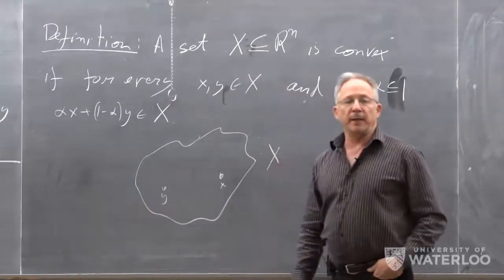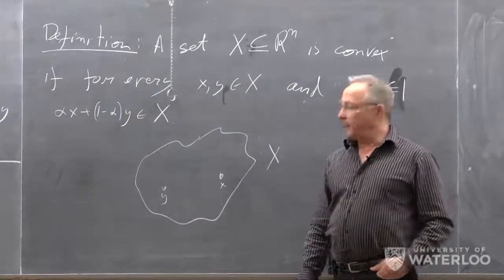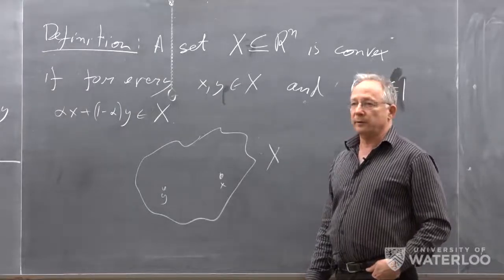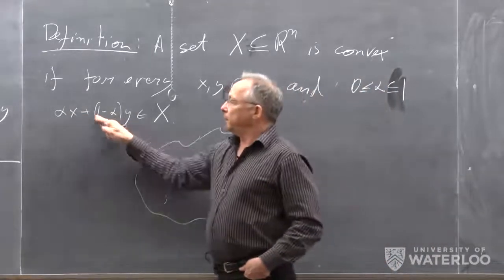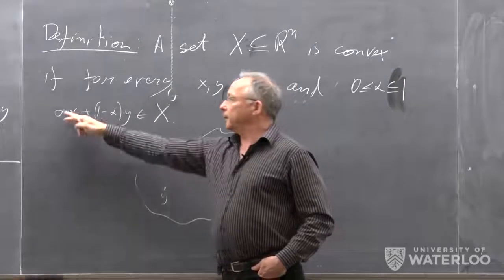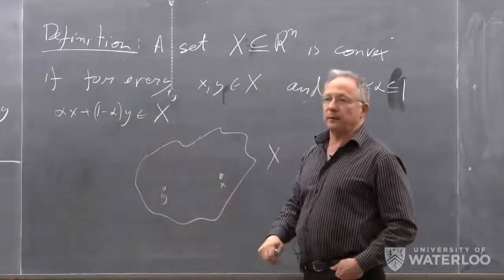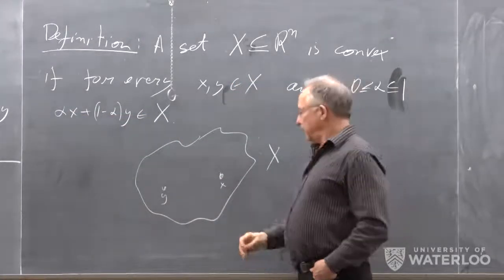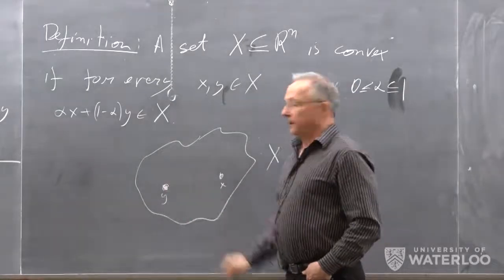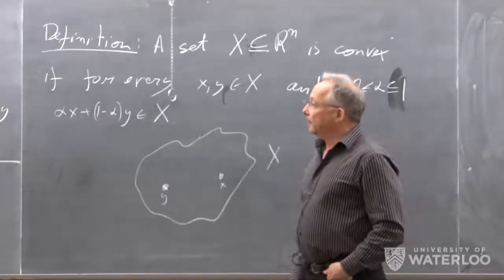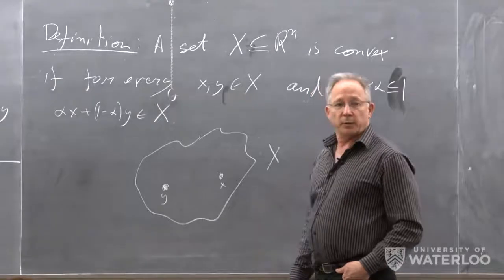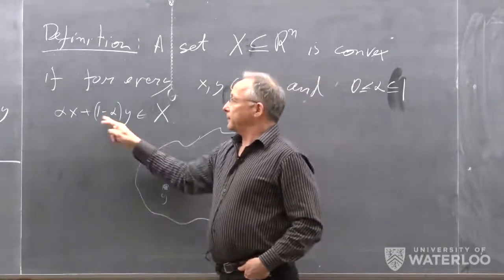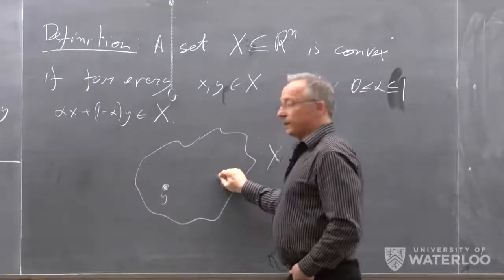And now I can play with alpha. What will I get if alpha equals 0? If alpha equals 0, which point do I get here? 0x plus 1 times y, which point do I get? Y. I get the point y. If alpha equals 1, which point do I get? I get 1x plus 0y, I get the point x.